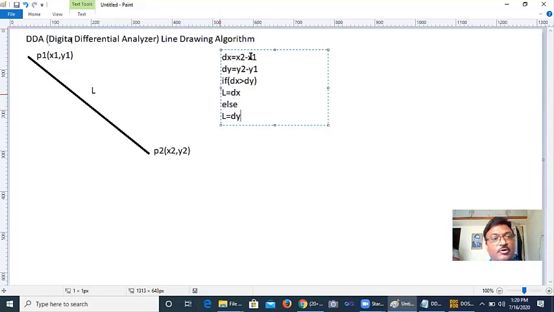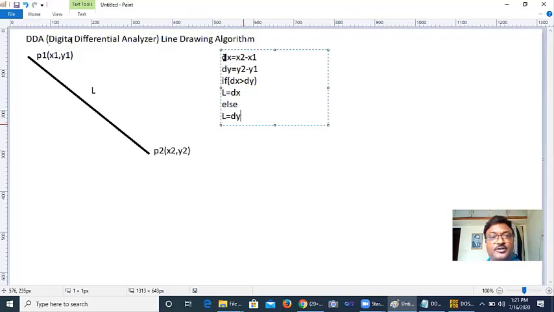First, the user already enters x1, y1, x2, y2. You have to subtract x2 minus x1, y2 minus y1. Once you have got it, if dx, whatever the value of dx, is greater than dy, then length is equal to dx. Else, if dx is not greater than dy, meaning dy is greater than dx, then length is equal to dy. So what this algorithm said, this is my step one.